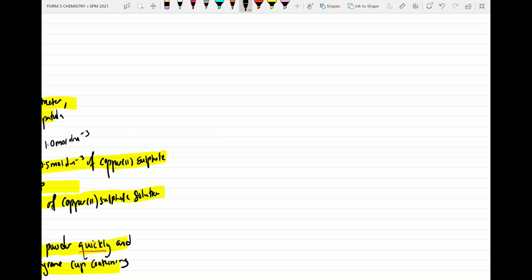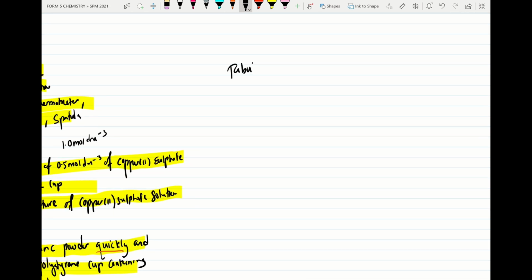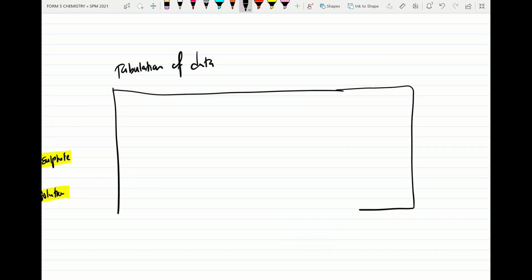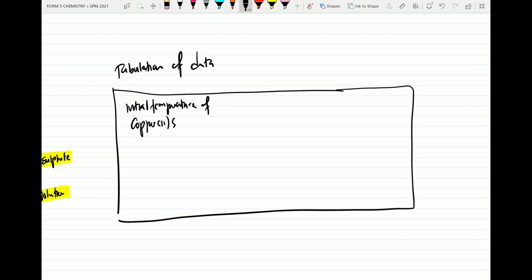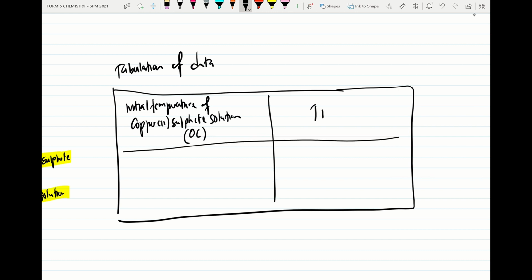So your second point will be tabulation of data. I prefer to use a table. So here I use a table. First, I put the initial temperature of the copper(II) sulfate solution, with the unit here. I record this as T1.